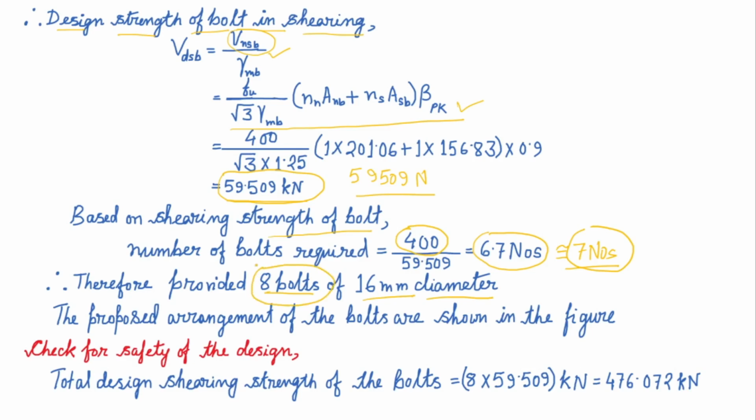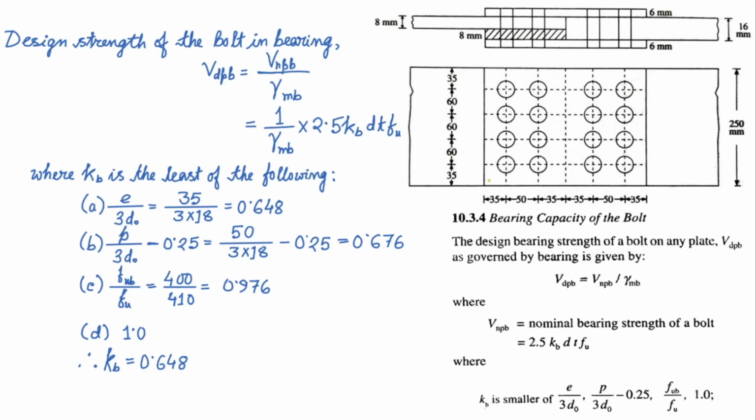The reason is, if I provide 7 bolts, the arrangement of the bolts will not become uniform or symmetric. So instead of providing 7, we have increased by another 1 bolt, that is 8 bolts we shall provide, so that the connection becomes symmetric or uniform. The proposed arrangement of the bolts is shown in the figure. So this is the figure. The arrangement of the bolts in the joint is shown.